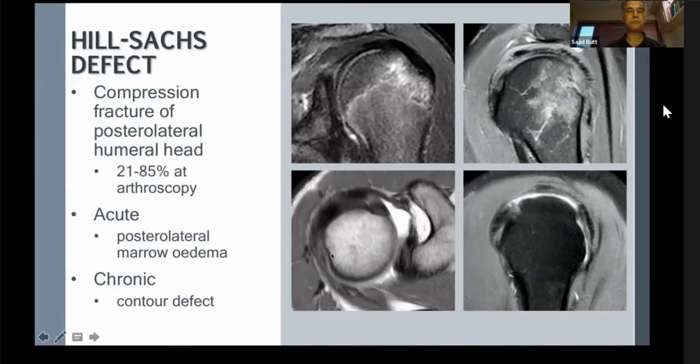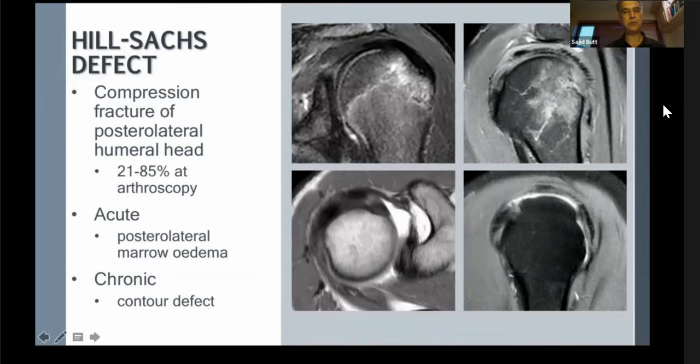Remember, in the axial imaging, in the upper two slices of the humeral head, you should be able to see a perfectly round humeral head. If you get any bumps at the posterolateral margin, that's not normal. On the fat suppressed sequences, you would see bone bruising present exactly there. Notice this defect. That's a Hill-Sachs defect. This is a sagittal image, and we can see the impacted fracture at the back with significant bone bruising.